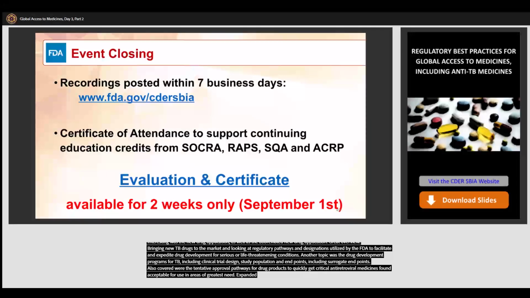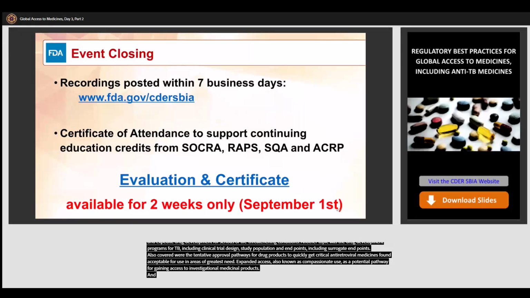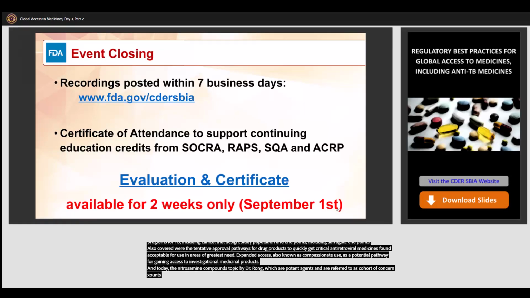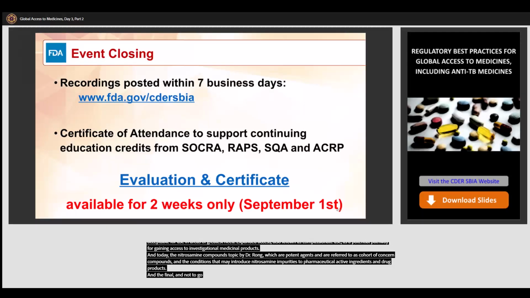Expanded access, also known as compassionate use, as a potential pathway for gaining access to investigational medicinal products. And today, the nitrosamine compounds topic by Dr. Raw and Murnau, which are potent genotoxic agents referred to as cohort of concern compounds, and the conditions that may introduce nitrosamine impurities to pharmaceutical active ingredients and drug products. In the final, but not to be forgotten, bioequivalence for generic drug products, including various types of BE studies that may be submitted in support of NDAs.